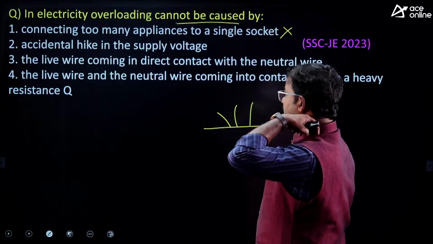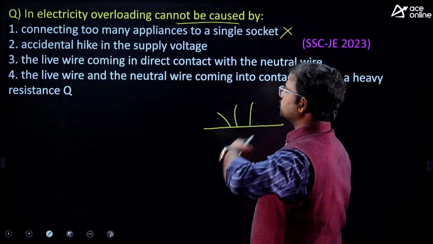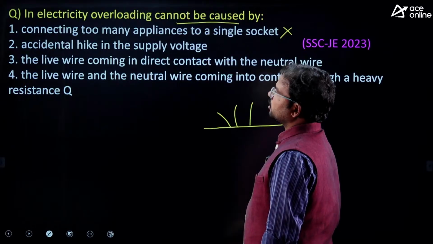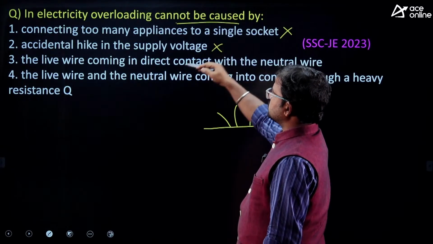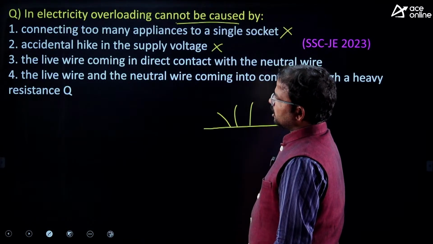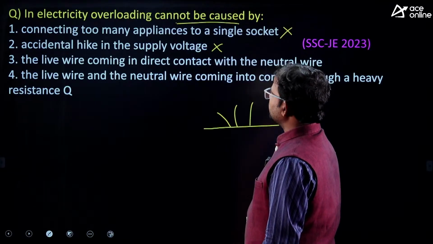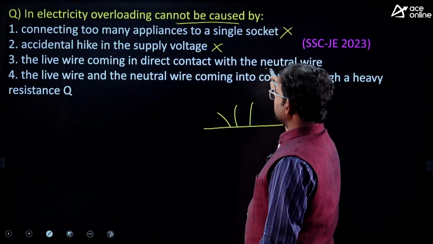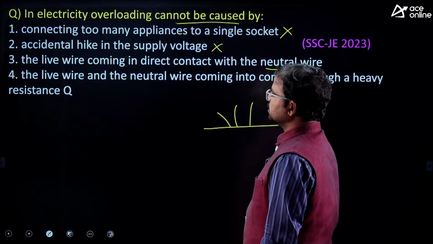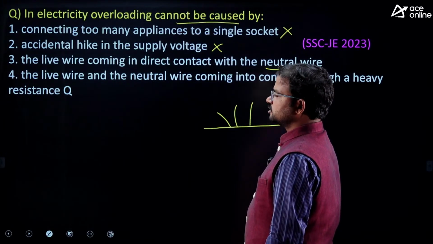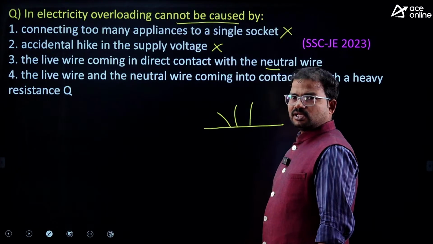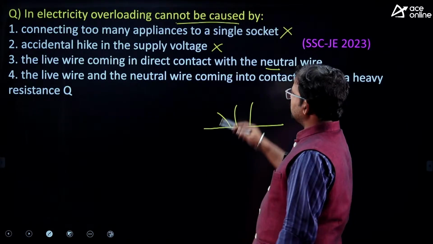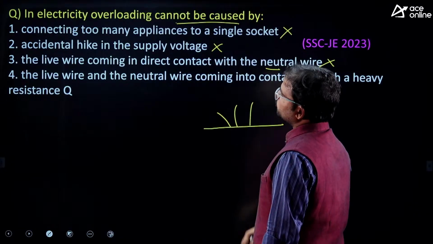Next, accidental hike in the supply voltage. Suppose the voltage has been hiked, then overloading will also be possible. So that's why this is also not correct. Next, the live wire coming in direct contact with the neutral wire. If the neutral wire contacts the live wire, then there is a sudden surge, right? So due to that, overloading will also be possible.